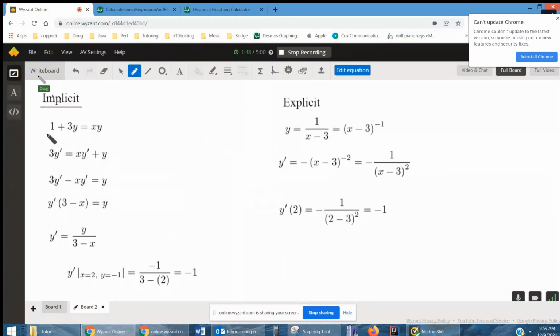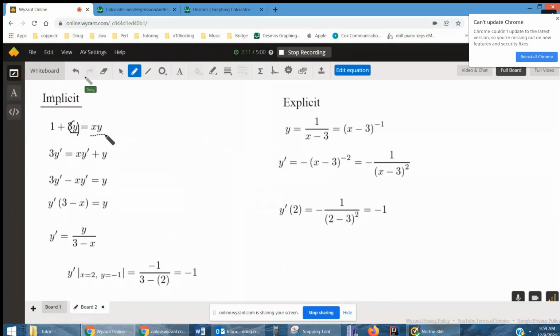So the derivative of 1 is 0. The derivative of 3y is 3y prime. So I have to use the chain rule. I'm assuming that y is a function of x, so I have to take the derivative of the inside. I just don't know what the inside looks like, even though I actually do, because it's 1 over x minus 3.